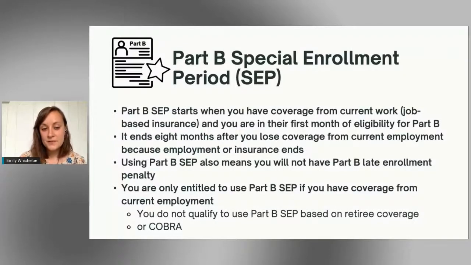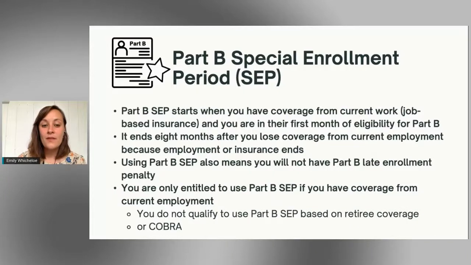If you miss your initial enrollment period, you still may be able to enroll in Medicare if you qualify for the Part B special enrollment period, or Part B SEP. The Part B SEP starts when you have coverage from current work, also called job-based insurance, and you are in your first month of eligibility for Part B. It ends 8 months after you lose coverage from current employment because employment or insurance ends. Using the Part B SEP also means that you will not have a Part B late enrollment penalty.